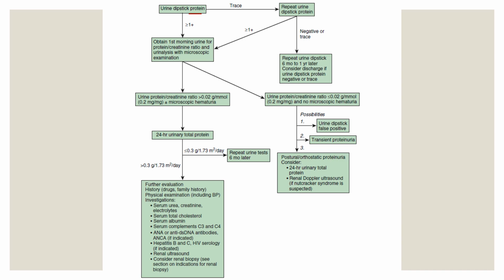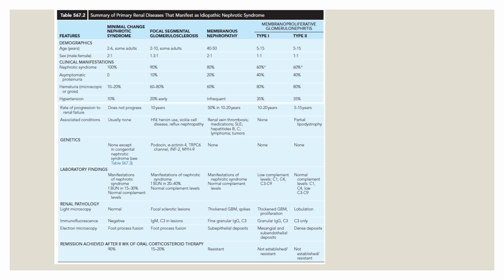Okay, again in proteinuria, how do you work up? If there is protein, you repeat the urine dipstick. If it is negative, it is transient. If it is positive, then you obtain the first morning urine protein. Okay, if it is consecutively negative, that means it can be orthostatic proteinuria. Okay, if it is positive, again that means there is proteinuria, so you do a 24-hour urine protein. Okay, if it is significant, then it needs further evaluation to identify what is the underlying cause.